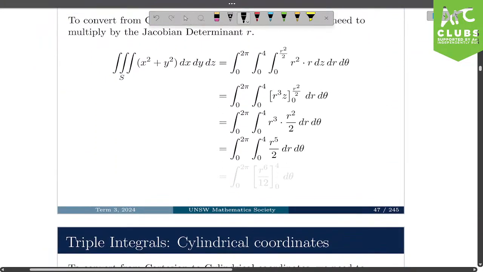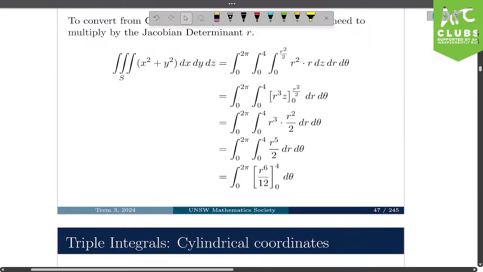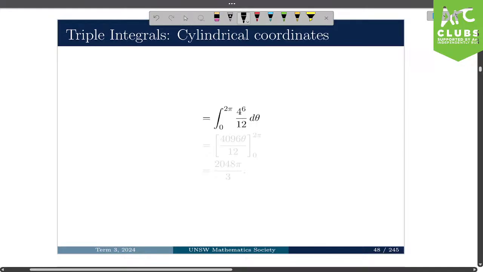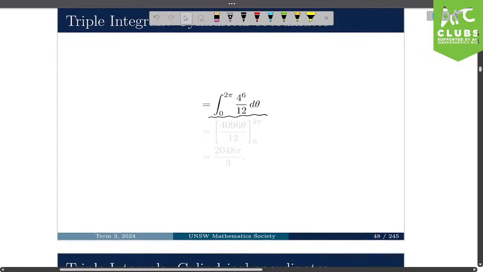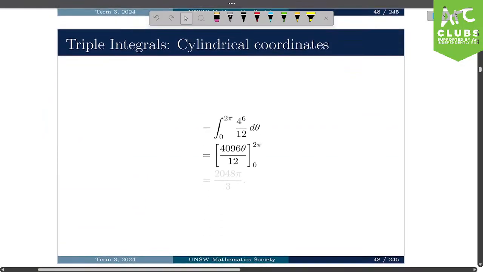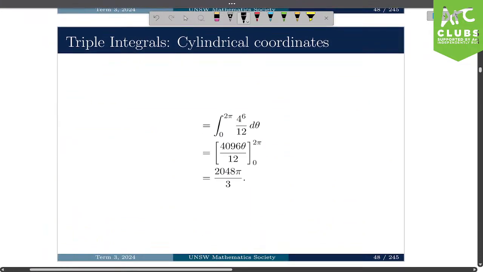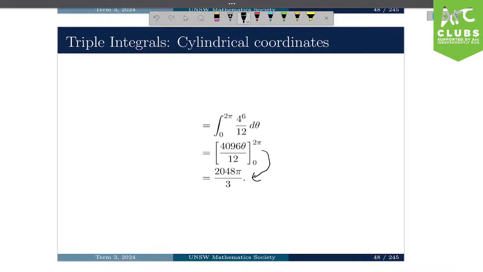And now integrating with respect to r gives us r to the power 6 on 12, and we multiply that by 4. As the last part of our integral, we end up getting 4096 times theta on 12, where theta is equal to 2 pi, and that can be rewritten as 2048 pi on 3, which gives us the value of our triple integral.